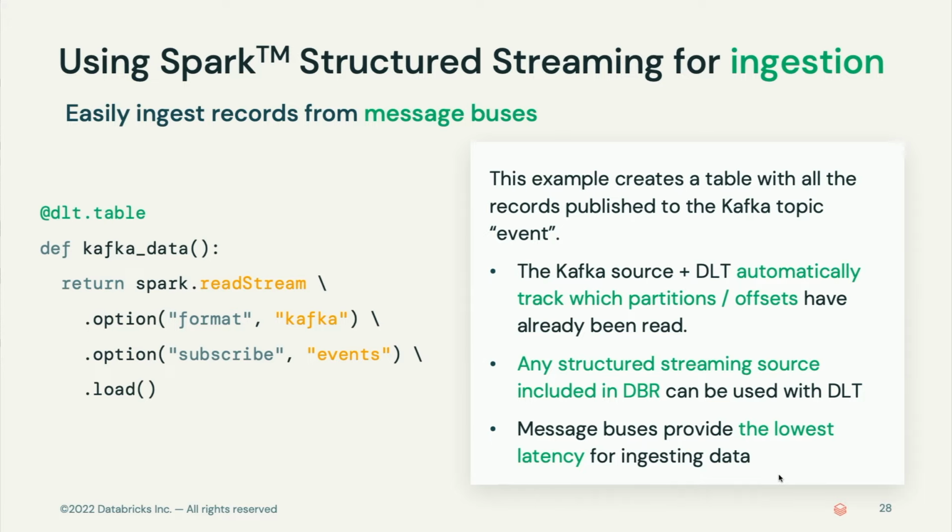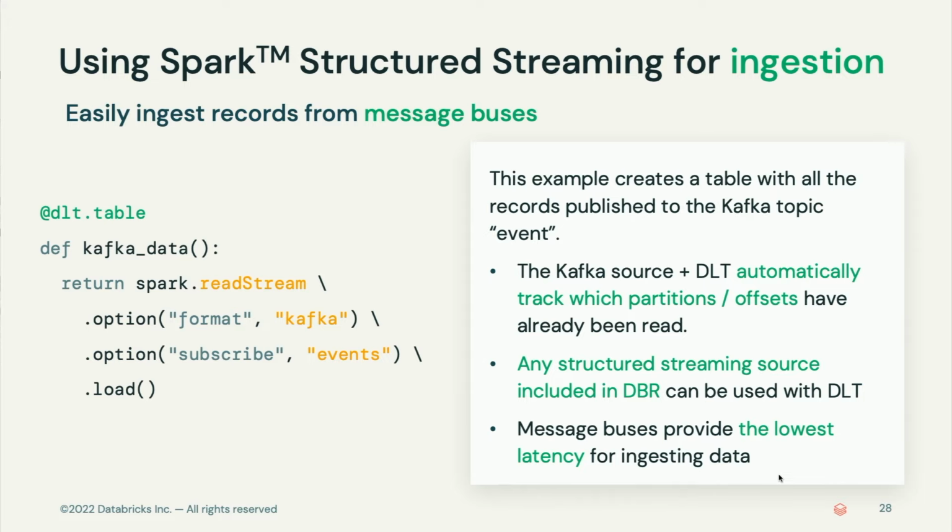The Kafka source, very similar to Autoloader, automatically tracks what data has already been ingested. It keeps track of those partitions and offsets and makes sure that we ingest that Kafka data exactly once. And you can use any structured streaming source that's included in the Databricks runtime in this way. And this is often what you want to do when you need the lowest latency ingestion.